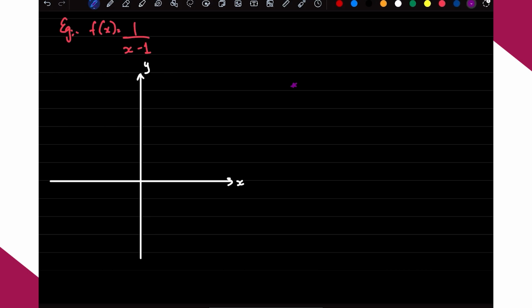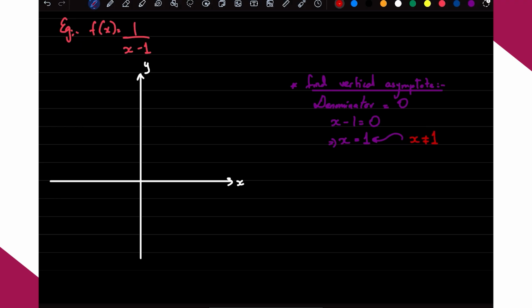Right. So first is find the vertical asymptote. So we want to find the value for which x doesn't exist. And the formula is denominator equal to 0. So in this case, x minus 1 is equal to 0, so x is equal to 1. This is where the denominator becomes 0. That means x cannot be 1. So that is our vertical asymptote, or in this case, the equation of the vertical asymptote. This is something that you might be asked to find in the papers a lot.